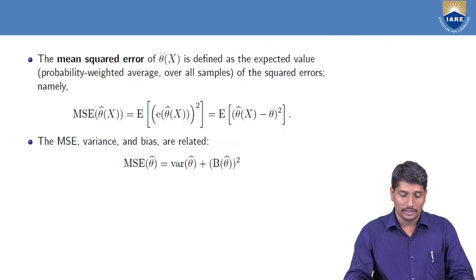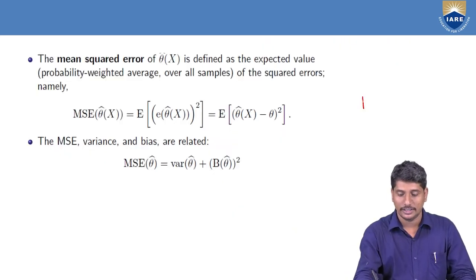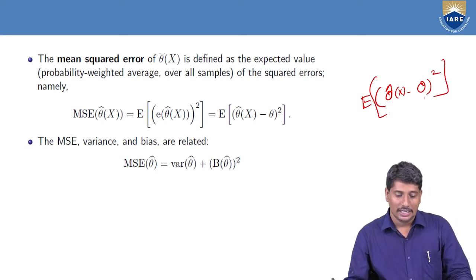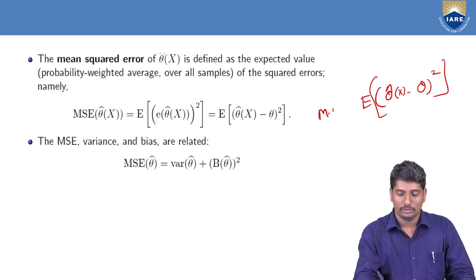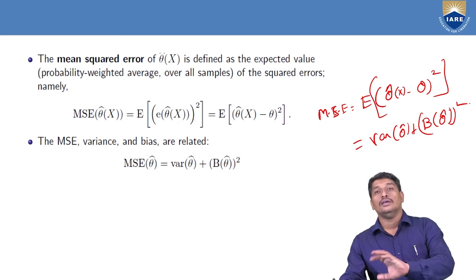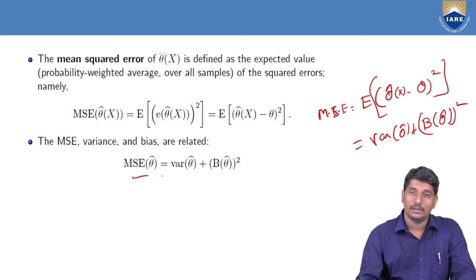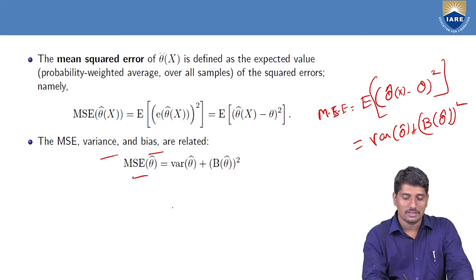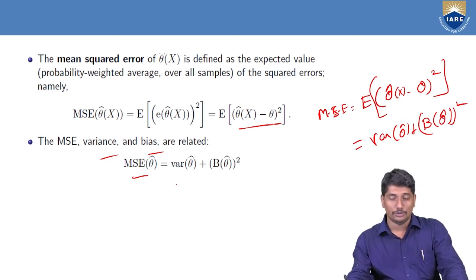So the third calculation is mean squared error. That means the expectation of (theta cap of x minus theta) whole square is called mean square error, and it will always be equal to the variance of theta cap plus the bias of theta cap whole square. Okay, so the relationship between the mean square error, the variance and the bias, you can easily understand by expanding this (a minus b) whole square, and by calculating you will get this. Of course we'll prove it a little while later.